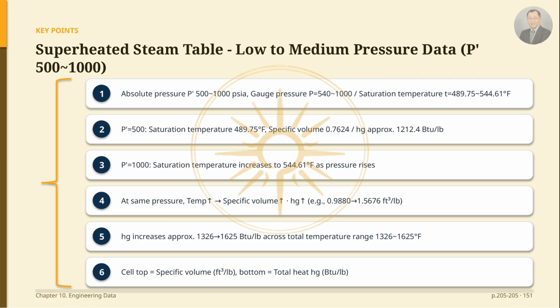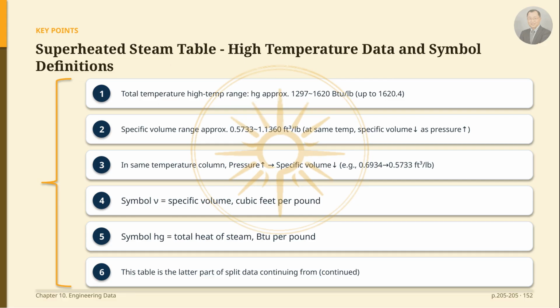To emphasize again, the top number in each cell is the specific volume in cubic feet per pound, and the bottom number is the total heat in BTU per pound. This part covers the high-temperature region and the symbol definitions of the same superheated steam table. In the section with higher total temperatures, the total heat Hg ranges from approximately 1,297 BTU to 1,620.4 BTU, and the specific volume takes values between approximately 0.5733 and 1.1360 cubic feet per pound.